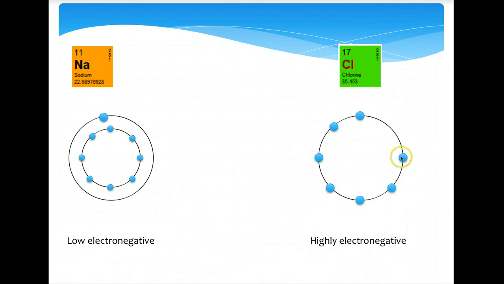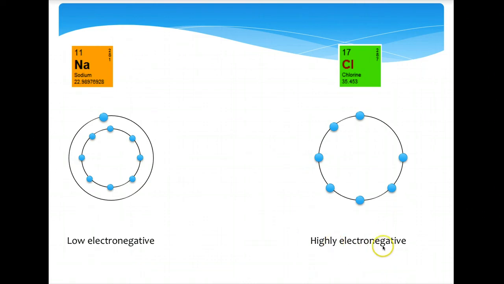Now let's remember the magic number. All atoms want to have how many electrons in their outer shell? 8. The magic number is 8. So if sodium can just give up this one electron, look at the shell underneath. It has 8 electrons, so it'd be happy. And if chlorine could just gain one electron to put right here, then it would have 8, and it would also be happy.